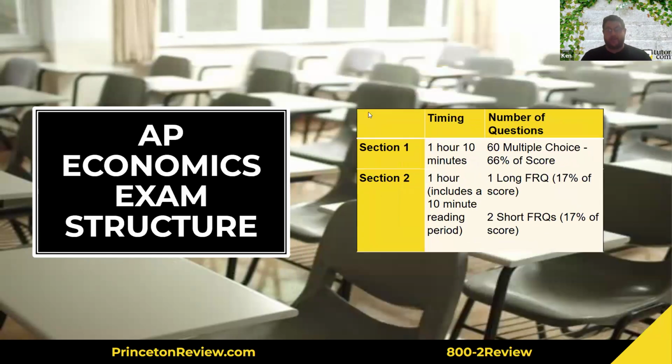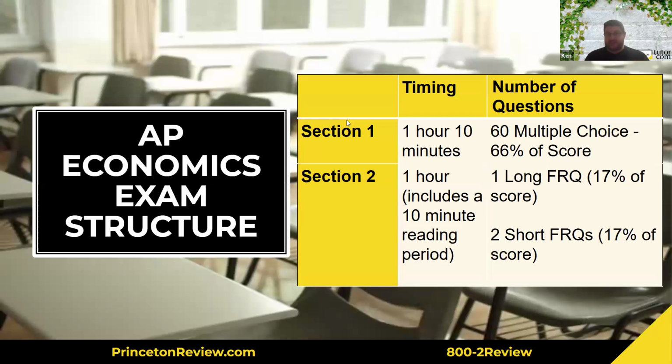And finally, for my economics folks, both tests are the same. You have 1 hour and 10 minutes for Section 1. That is 60 multiple choice questions and 66% of the score. So when we do our multiple choice skills today, that matters a lot for you folks. It's a bigger component. Then Section 2 is 1 hour with a suggested 10-minute reading period, where you're doing a longer free response question and 2 shorter free response questions. Those are going to provide some graphs, information, and data that you must address in your responses to whatever those economic-based prompts are.